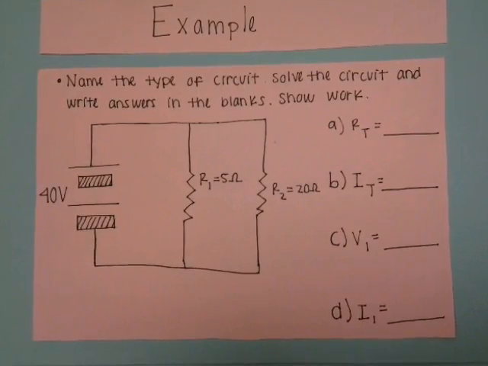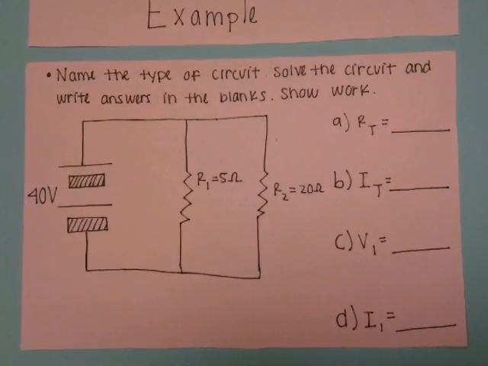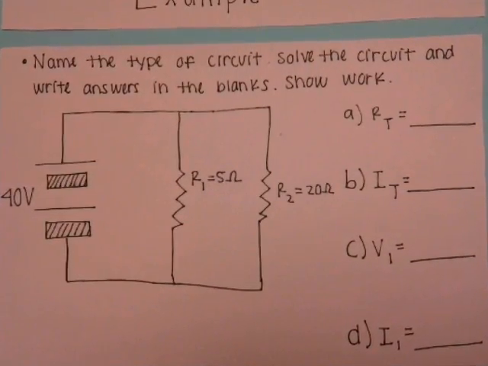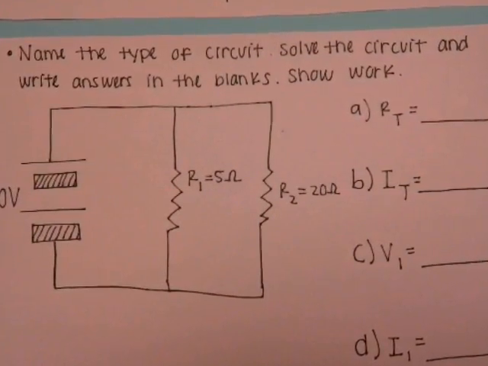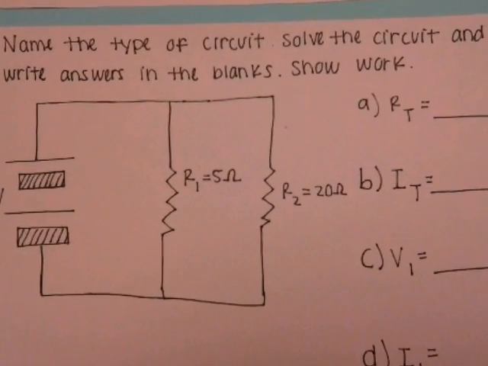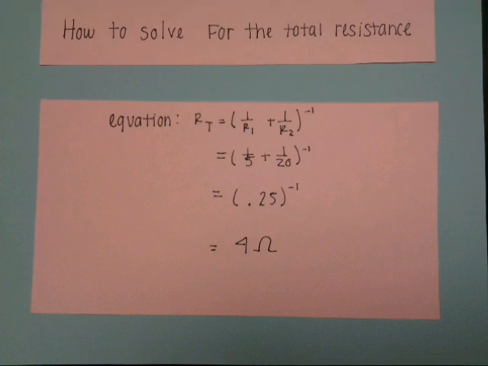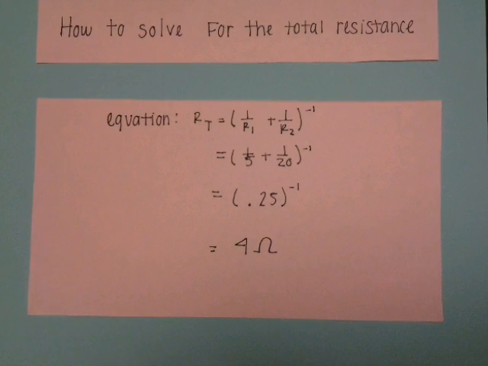Now it's time for an example. For this example, you will be solving for the total resistance, the total current, voltage number 1, and current number 1. You will also be naming the type of circuit that is shown. First, you should know that this is a parallel circuit.